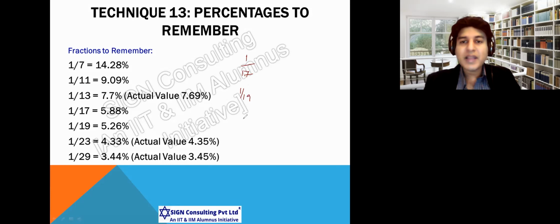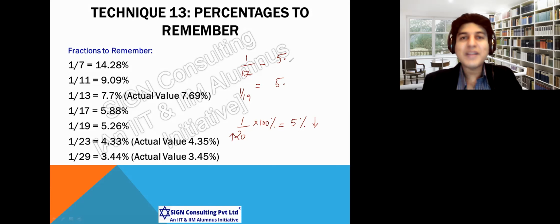Before I explain this, let's take 1 by 20. 1 by 20 in terms of percentage is equivalent to 5 percentage. The logic is if the denominator value increases, the answer value will decrease. So I know that for 1 by 17 and 1 by 19, the value will be higher than 5 percentage. So I know for sure that I'll get 5 point something.